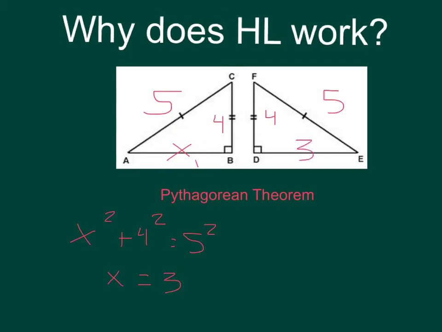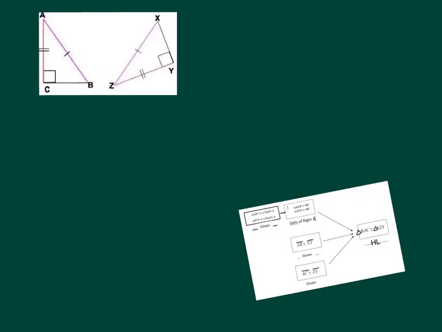So in fact, hypotenuse leg is actually a special case of side, angle, side, because if you know 2 sides of the triangle, then you can determine the third side, and so you can see that you really do have 2 sides, one right here and one right here, and the right angle in between them. So hypotenuse leg is really a special case of side, angle, side when you have a right triangle and you know the hypotenuse and the leg.